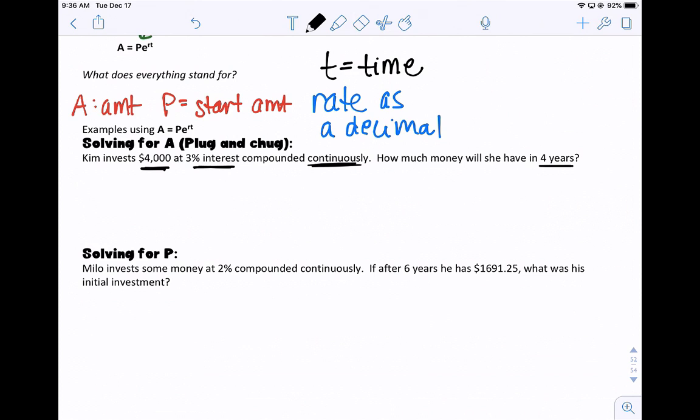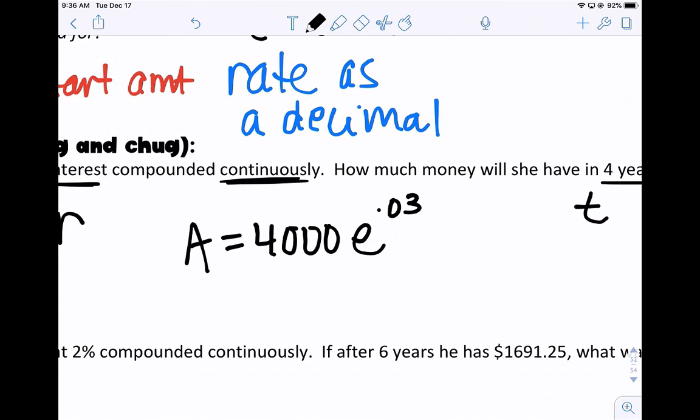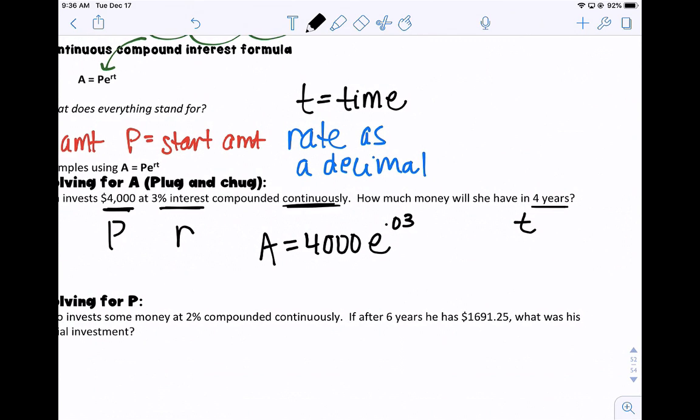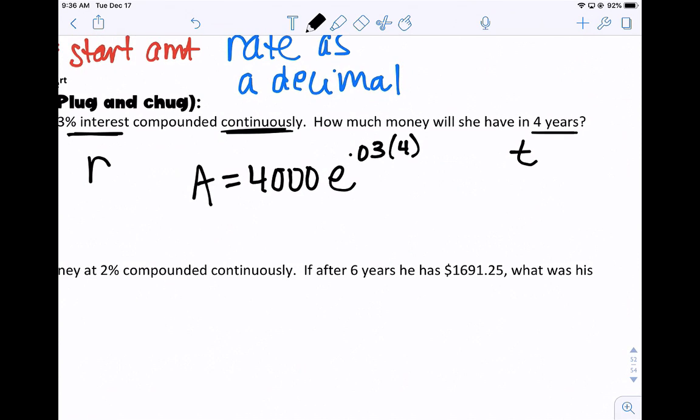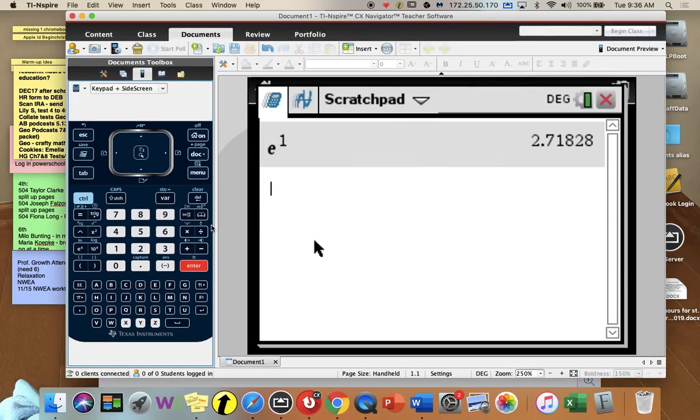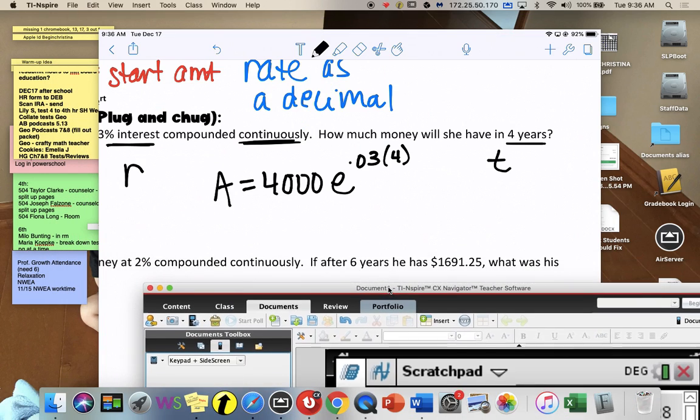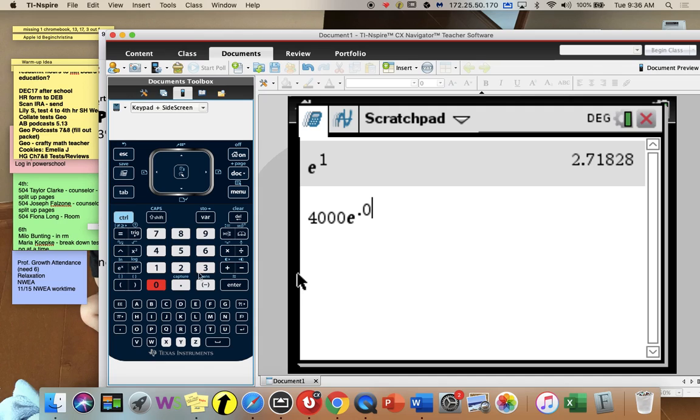So here we're given P, we're given R, we're given the time. So we have A equals PE to the RT. We have everything that we need. So here's what it looks like. A equals 4,000 E, again, you change your rate to a decimal, but you don't add the 1. And then for 4 years, so times 4. Let's type that into the calculator. So you would type in 4,000 E, and then to the rate, which is 0.03, and then for 4 years, so times 4.